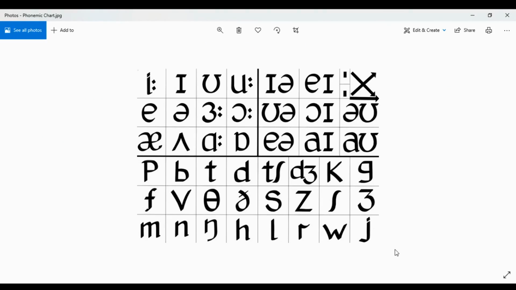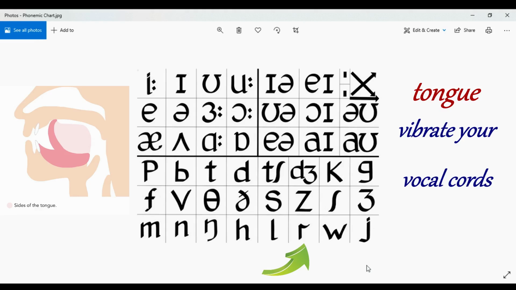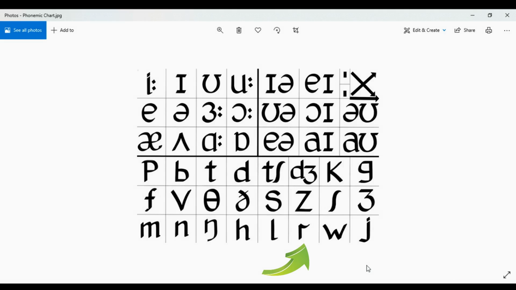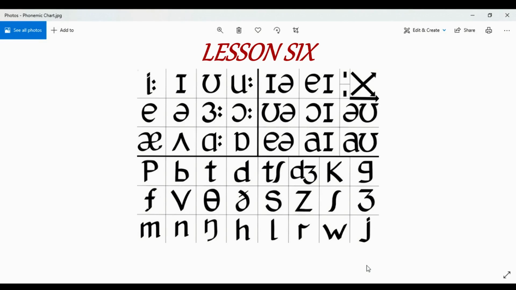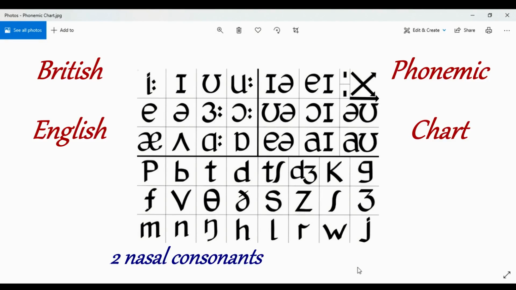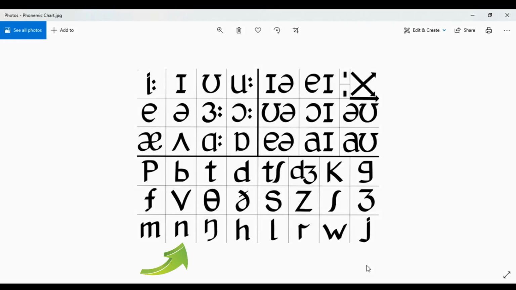Lesson 5. This characteristic concerns 1 of our 24 consonant sounds. To make the sound, the key pronunciation button is your tongue, which should be in a position something like this. Vibrate your vocal cords and let the air flow around and over your tongue. This is an example of an approximant, where there is a partial obstruction of airflow, in this case, due to the tongue.